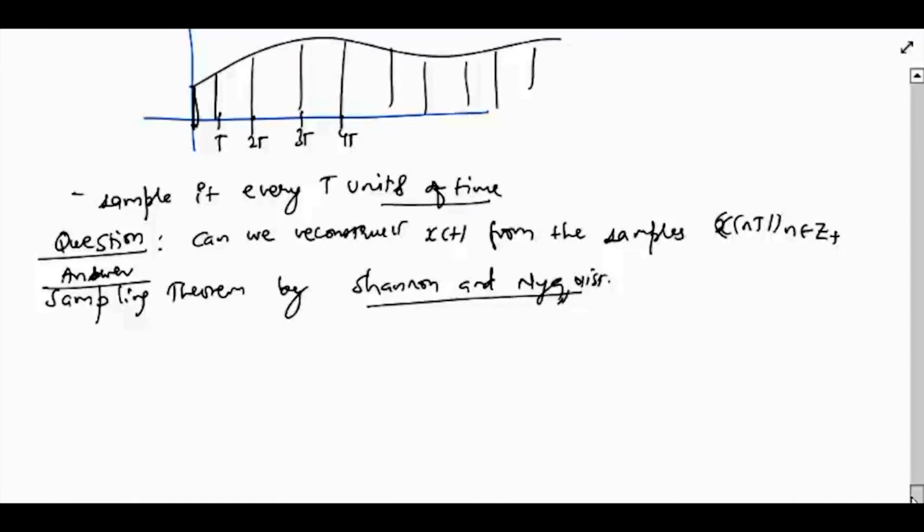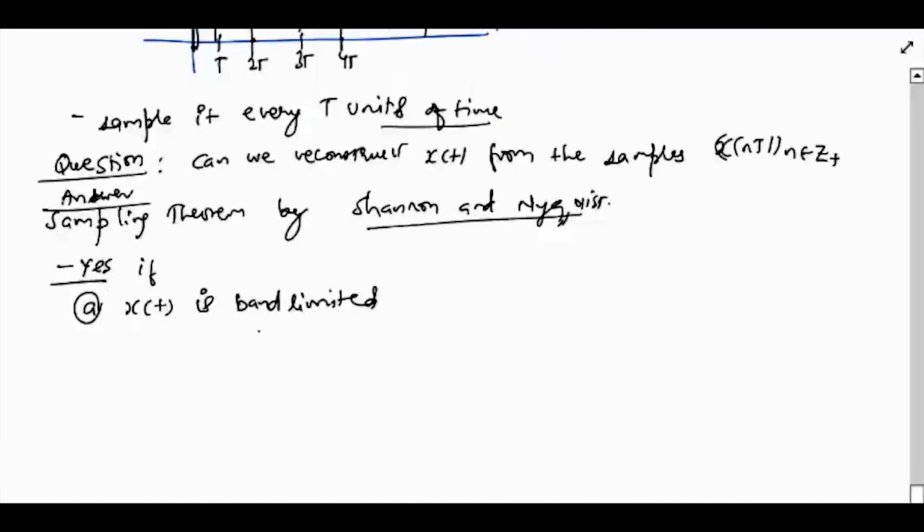These gentlemen have shown that the answer is affirmative, that is, we can indeed retrieve x(t) if the following conditions are met. First condition is x(t) is band limited. That is, its Fourier transform X(ω) is 0 for all ω greater than ω_m, for some ω_m greater than 0.